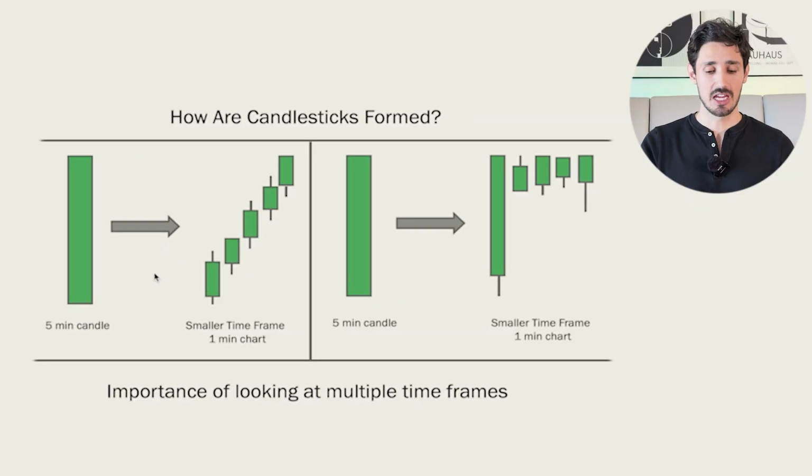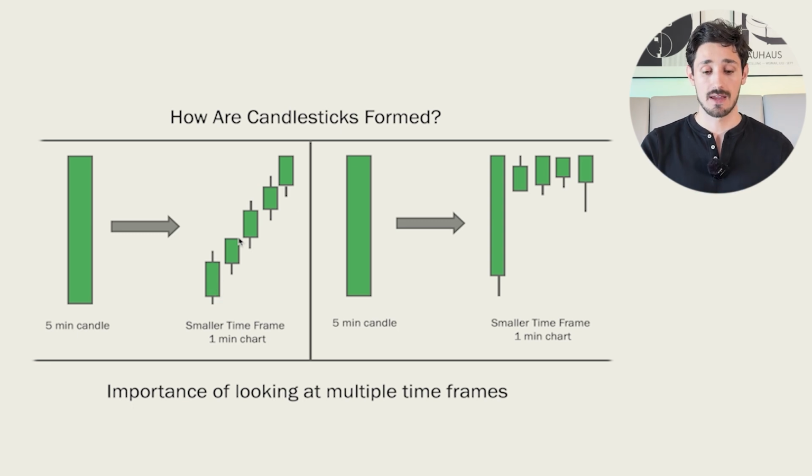Let's go even deeper though. In this case, we have two identical 5-minute candlesticks, completely identical. But if you look at the smaller time frames, if you look at a different perspective on what's happening with price, you could see that the way that these two 5-minute candlesticks were formed is completely different.